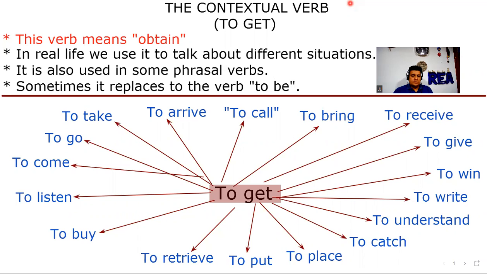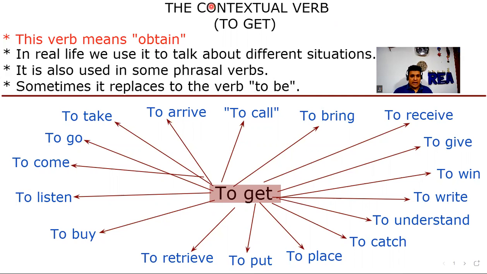Today I'm going to explain about the contextual verb get. This is the way I call it. I mean, there is not a proper name for this, or a real name, for this thing, okay? This is because this verb has a basic meaning. Actually, this verb means obtain. This is the basic meaning.